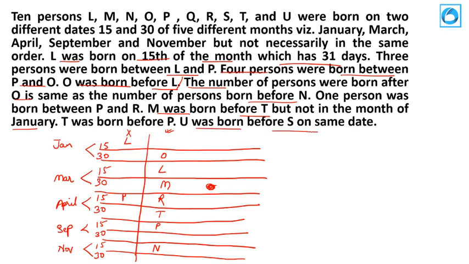Now U was born before S on the same date. So we have 30th September and 30th November. So U and S will be coming like this. And the final person who is left to be placed is your Q, will be placed here. I hope this is clear to everyone, right?